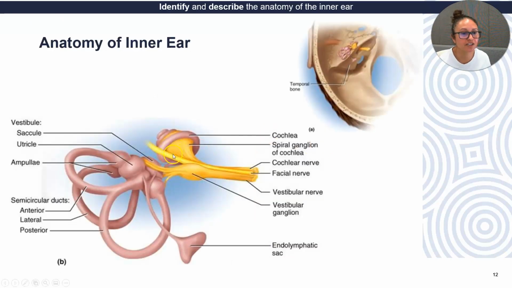let's have a look at another picture. So this just shows you where it sits in the skull. Okay, you've got the cochlea, part 1, vestibule, part 2, and the semicircular canals, part 3. Just know you've got 1 on either side of your head.